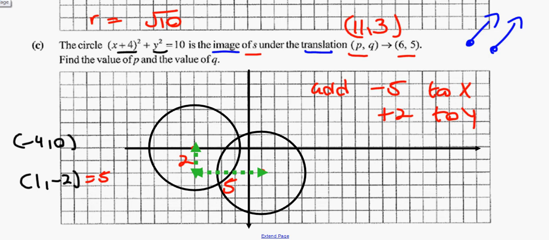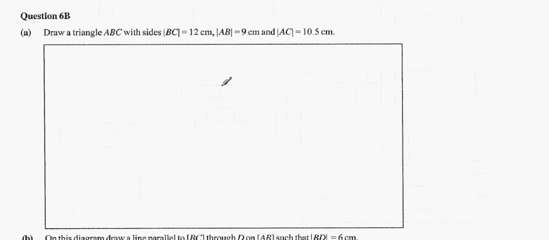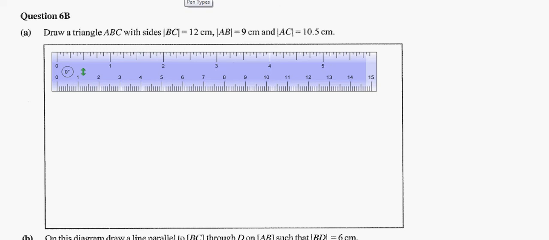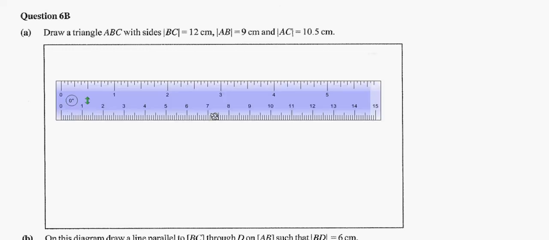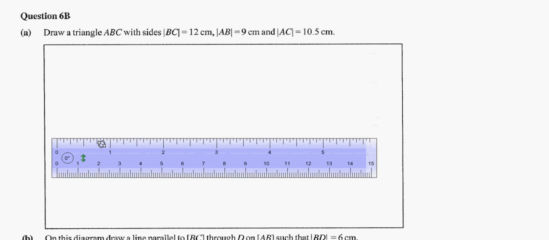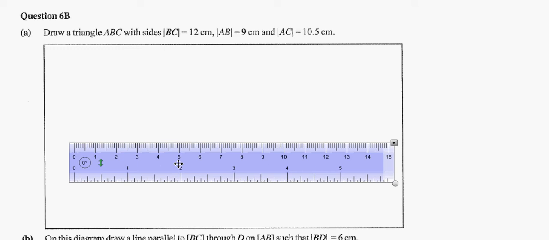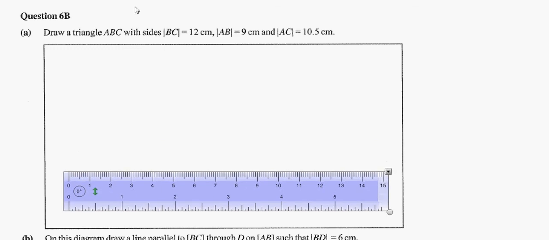Okay. Next question. Draw a triangle ABC with sides BC = 12, AB = 9, and AC = 10.5. In order to do this, what I'm going to do first and foremost is draw out the longest base, which is the side BC of 12. So we're just going to draw out the length of 12 here. Okay, so that's my length of 12.